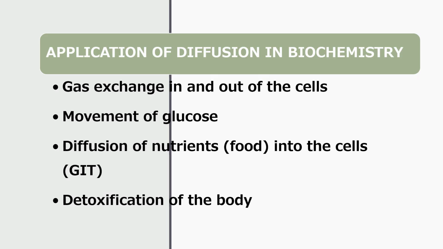The application of diffusion inside the body includes continuous diffusion of waste like carbon dioxide, and diffusion of oxygen, so gas exchange in and out of the cells. Diffusion is very important for the movement of oxygen from the lungs to the tissues, and carbon dioxide from the tissues is transported to the blood and finally exhaled in the lungs. There is also movement of glucose from the blood into the cell, diffusion of nutrients into the cells from the gastrointestinal tract, and detoxification of substances. After being detoxified, they will be released outside of the cell for excretion.